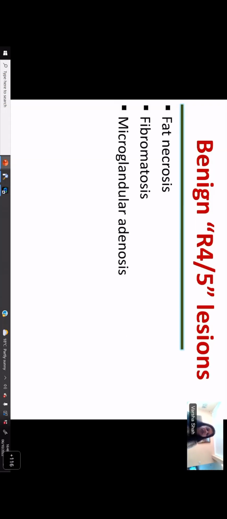And granular cell tumor, what would be the treatment? Normally it is excised. Though it's a benign lesion, we excise it. So we call it B3 on core biopsy, but it has a benign outcome. Any questions on this before we move on to the last case?